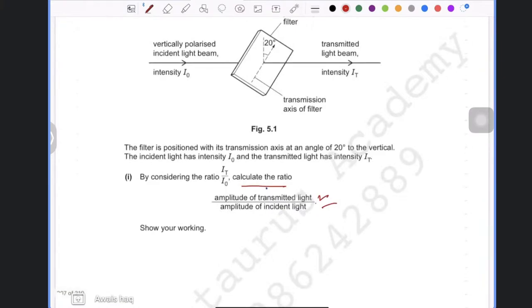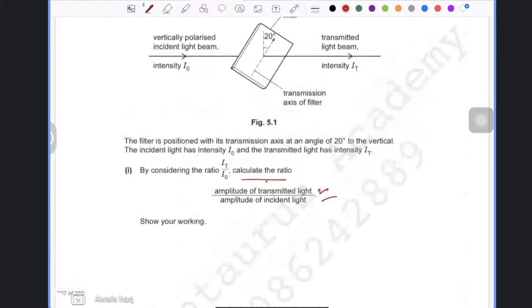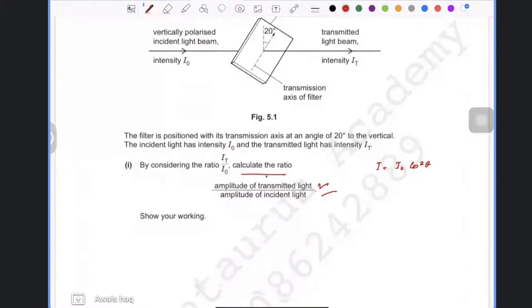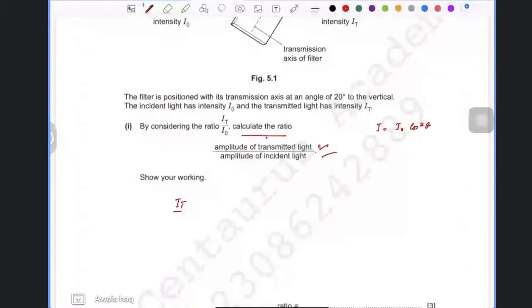So the same thing, this is the derivation that we had to do. It's just that we need to find this ratio. Now we know that I is equal to I naught cos square theta. And what you're going to do is write I of transmission over I naught. So this is the transmitted one. Amplitude of transmitted whole square over amplitude of incident whole square, like that.